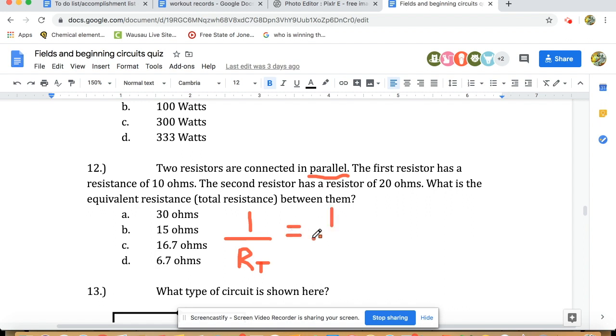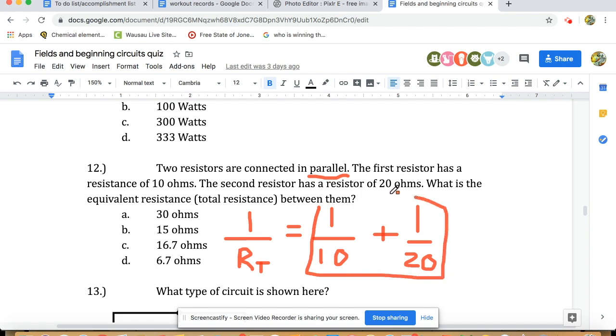So R1 is 10, and R2 is 20. So when you add 1/10 to 1/20, you get 3/20. So this whole mess right here becomes 3 over 20. That's what happens when you add them together. So 3 over 20 is equal to 1 over R. Well, we have to solve for R, so we have to take the inverse of this because 1 over R is equal to 3 over 20. So R is going to equal 20 over 3, which is 6.7.